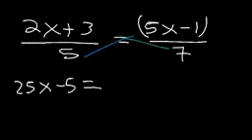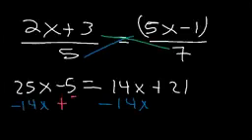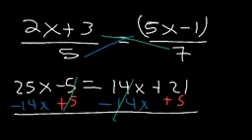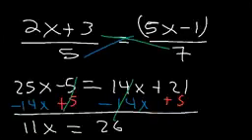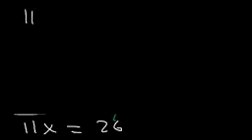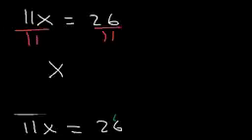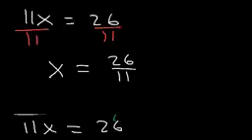And then we need to multiply 7 by 2x plus 3. 7 times 2x is 14x. And 7 times 3 is 21. So now we can solve it. Let's subtract both sides by 14x. And let's add 5 to both sides. 25x minus 14x, that's 11x. 21 plus 5 is 26. So since 11x is equal to 26, we can divide both sides by 11, and x is 26 over 11.